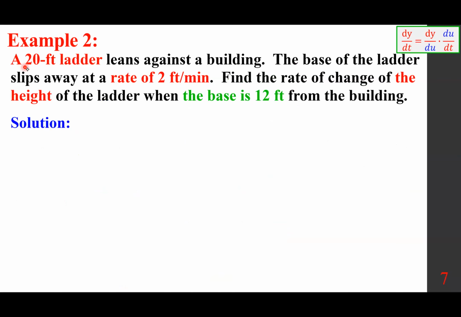A 20-foot ladder leans against a building. The base of the ladder slips away at a rate of 2 feet a minute. Find the rate of change of the height of the ladder when the base is 12 feet from the building. Perfect, thanks. So what do we do?